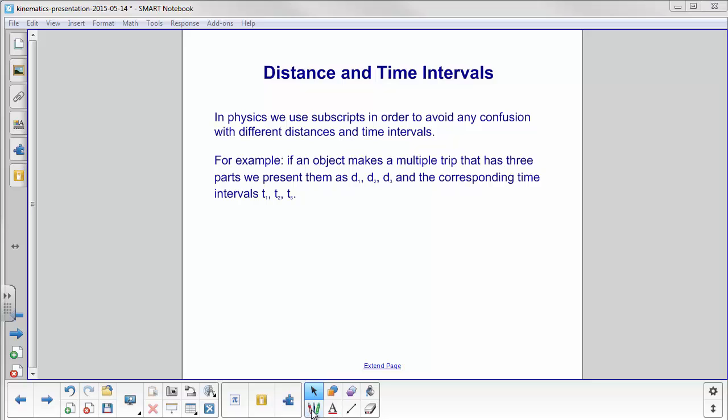A very handy tool in doing physics is the use of subscripts. You may be familiar with them in English class, history class, but in physics, if you have a multiple trip, for example, you have 3 parts, you travel one distance, then a second distance, and a third distance. The way that we tell them apart, we label the first one D1, then D2, D3, or if you'd like, D sub 1, D sub 2, D sub 3, and each time interval would now be T1 or T sub 1, which obviously matches up with D1, and then T2 and T3.